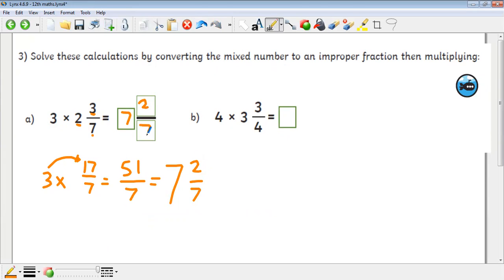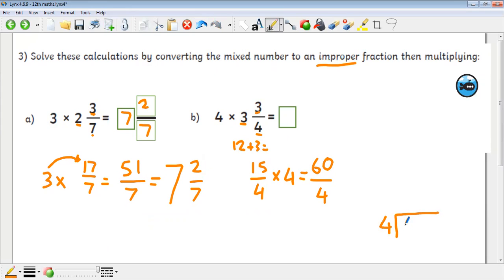7 and 2/7. Again, wants us to go improper, top heavy. So that means each of these 3 whole ones are worth 4, so that's 12, plus the 3 on the top, so that's 15 quarters, times 4. 4 15s is 60. 60 divided by 4, you can do that with a bus stop, it will help. Let's say 15.